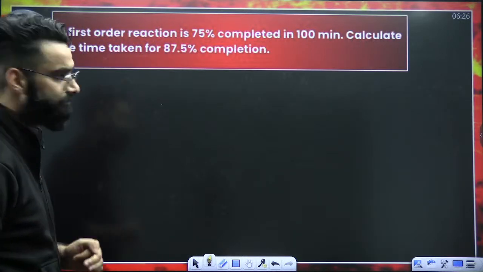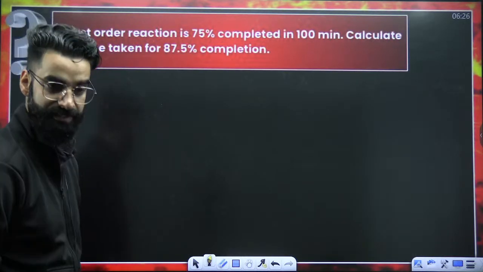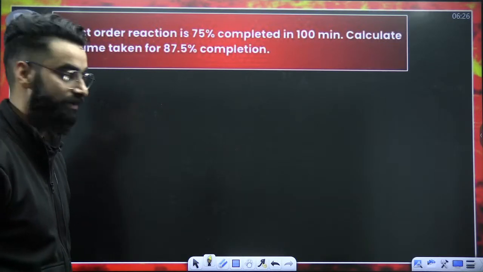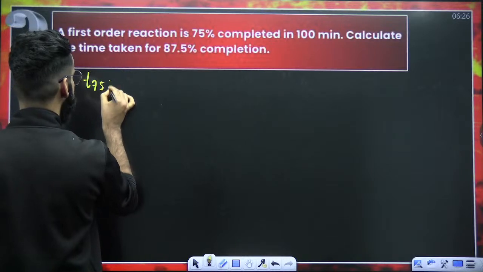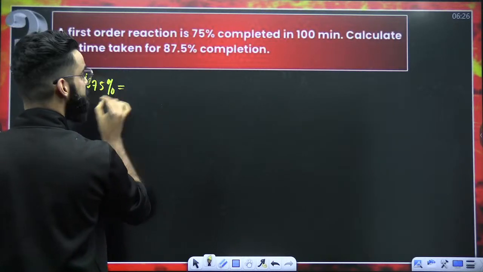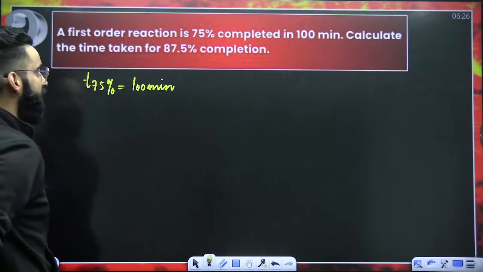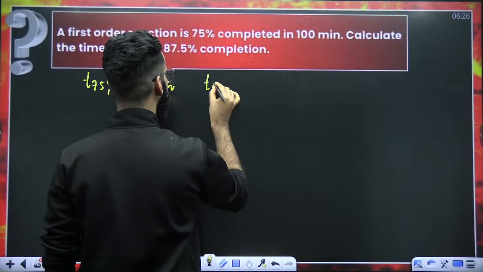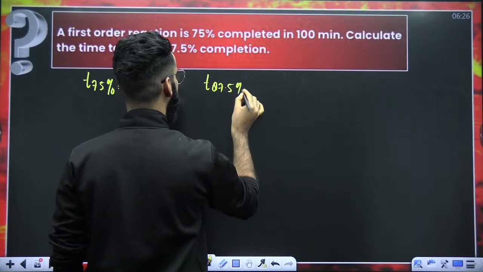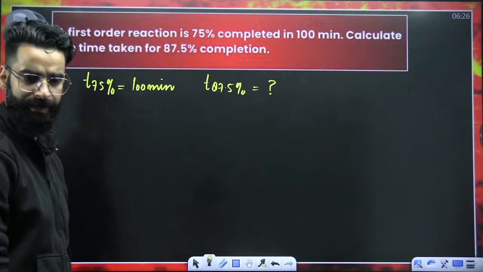The question is, a first order reaction is 75% completed in 100 minutes. So you have a first order reaction, and it's mentioned that it is 75% completed in 100 minutes. He's asking you to calculate the time taken to complete 87.5% of the reaction. This is something which we are supposed to calculate.